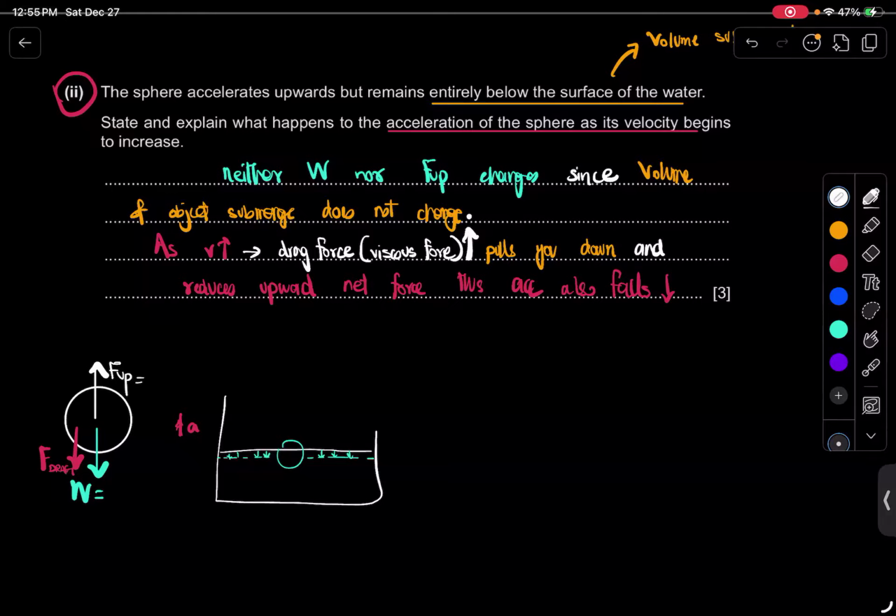Any questions? All good? Yes, Aris, did you get it? Yes, Abhiya? Understood? Or no? Okay, let's move on. Next question.